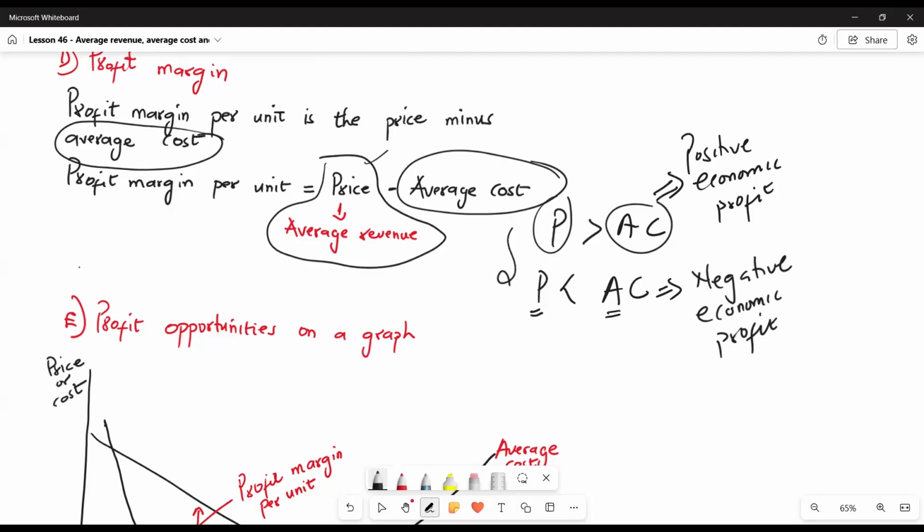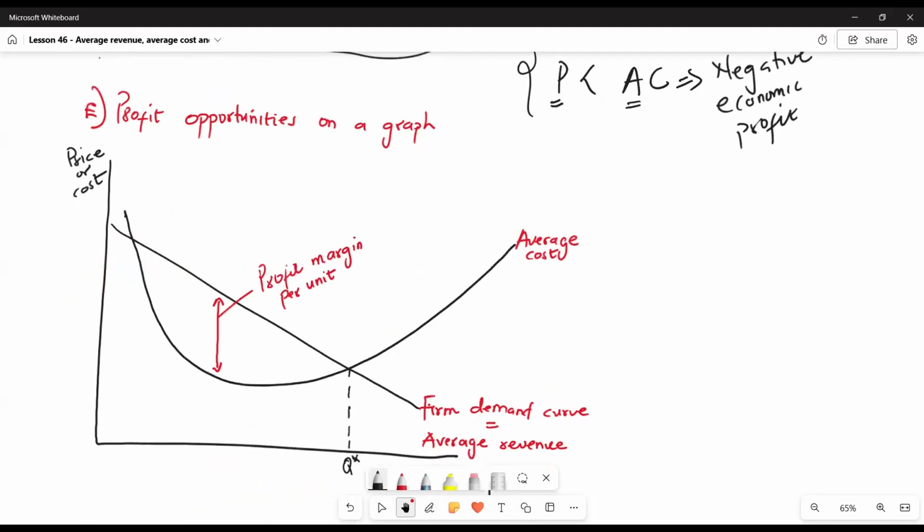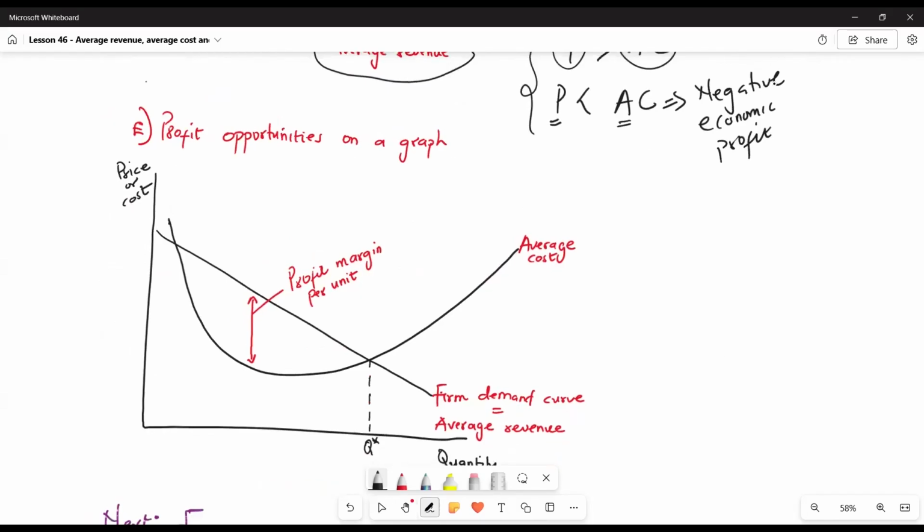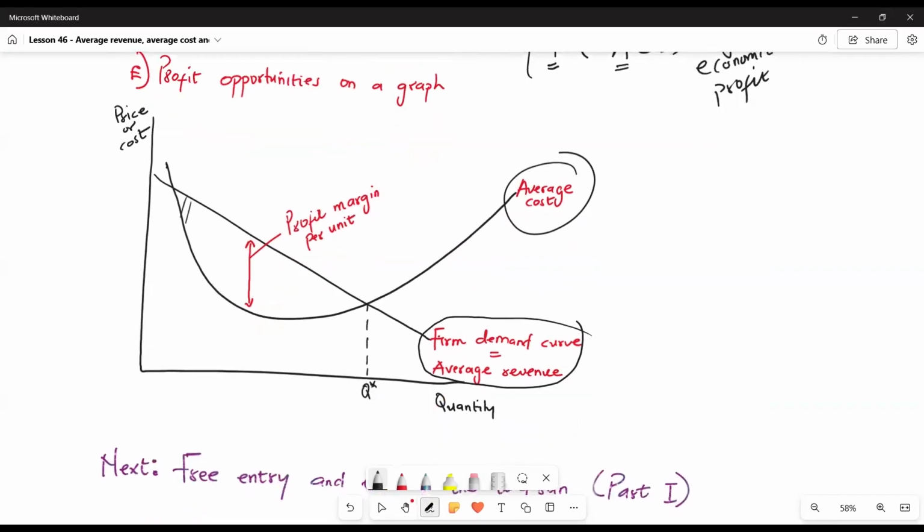Now we can use this information to draw our graph to see clearly what we mean by the profit margin. Remember that a firm's demand curve can also represent the price that is being charged by that firm. So in this analysis, we are going to infer the price from the firm's demand curve, and we have our average cost curve. The profit margin is therefore this shaded area between the firm's demand curve and the average cost curve.